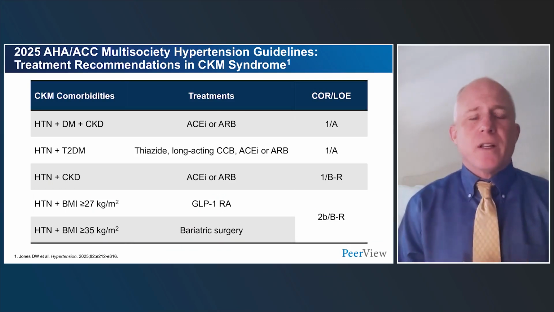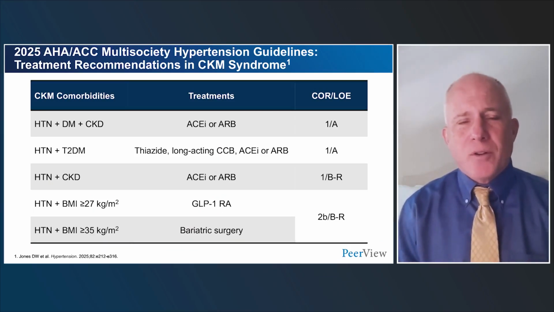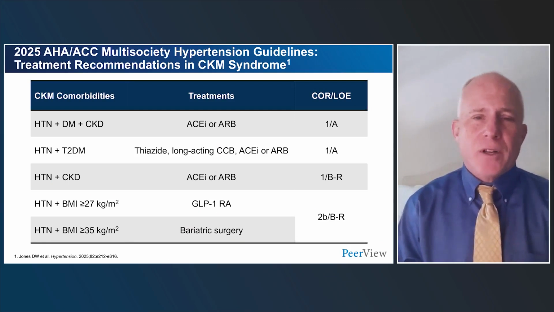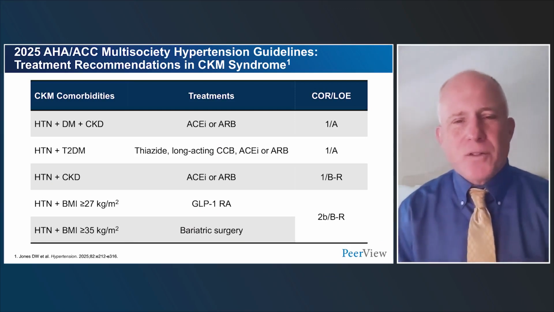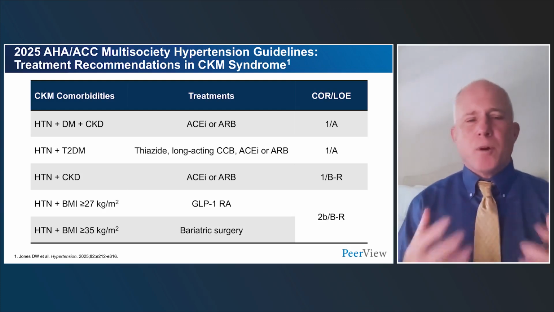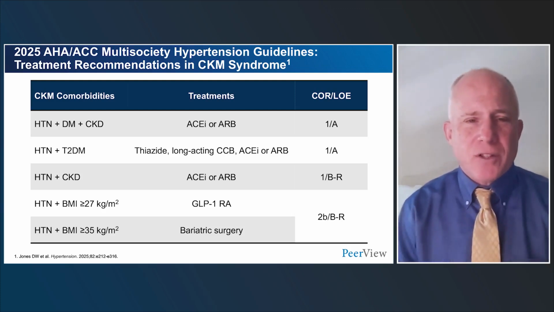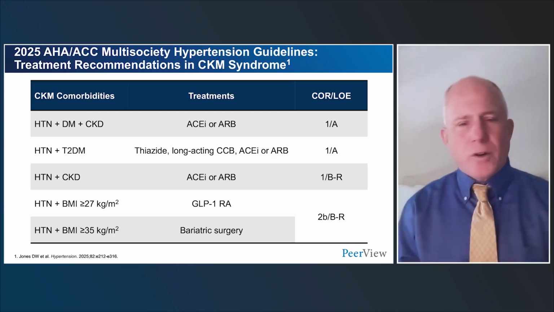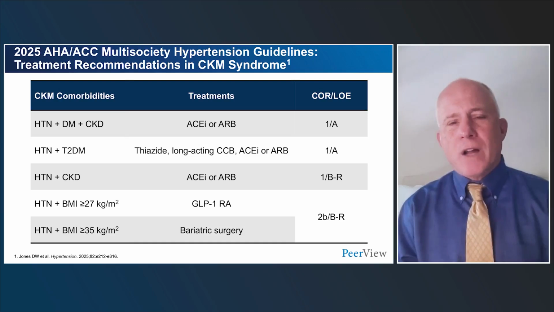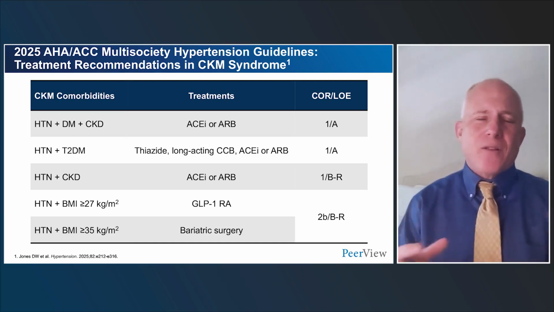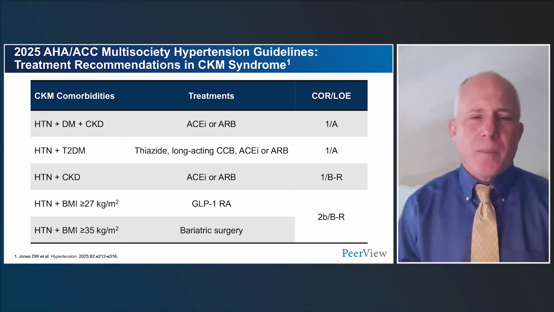So as we look at the newest guidelines as it relates to hypertension from the American Heart Association for patients in CKM, we really had very solid evidence for some of our recommendations. So if a person in the middle there just has hypertension and type 2 diabetes, we're going to use our RAS-based agent, and then we're going to add thiazide or a long-acting calcium channel blocker, and that's got very solid evidence that's going to work for our patient.